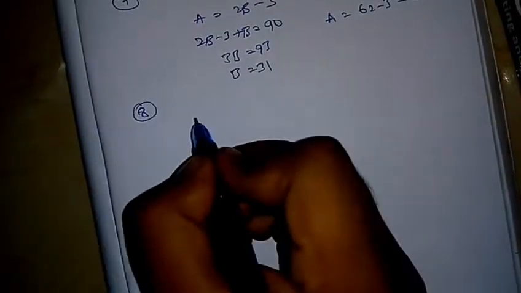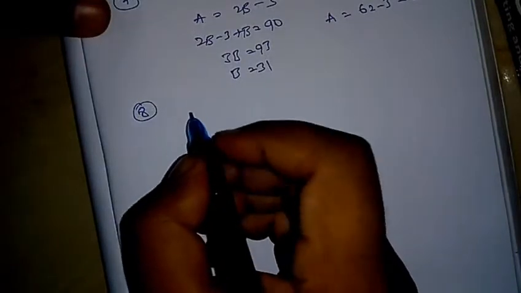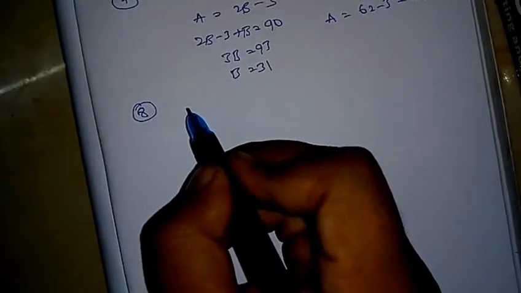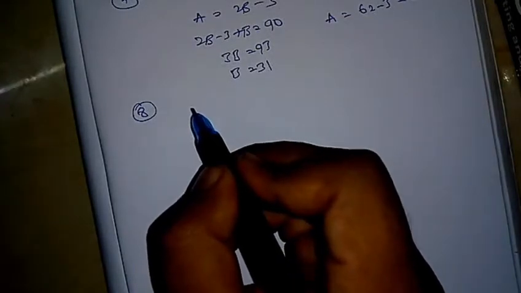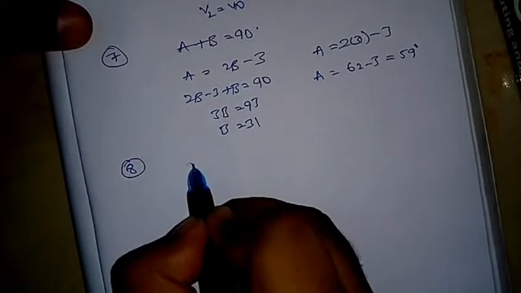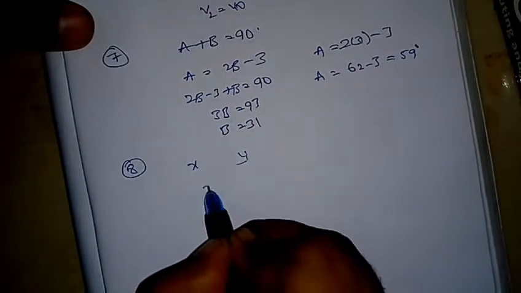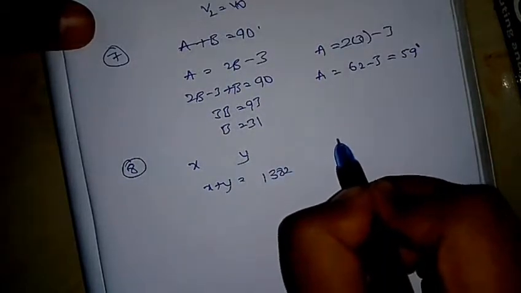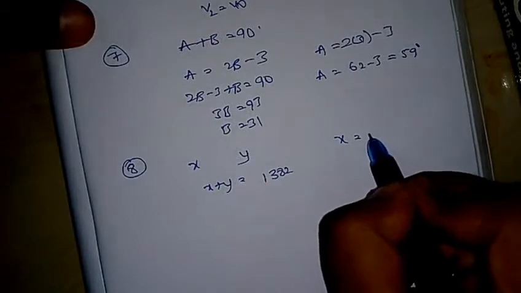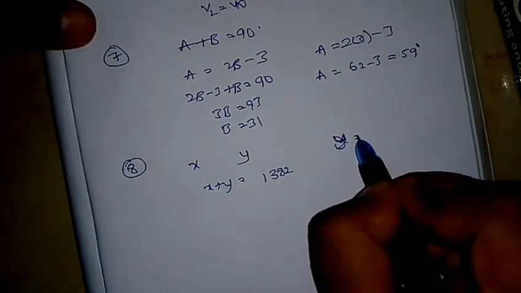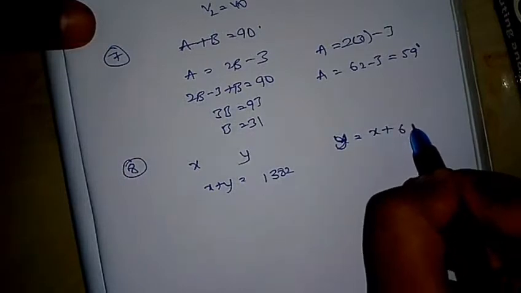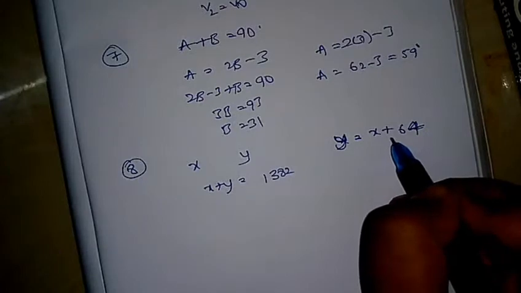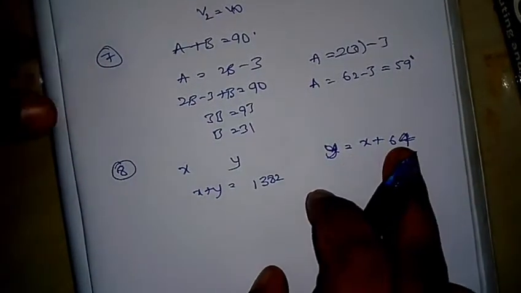Eighth question. An algebraic textbook has a total of 1382 pages. The book is broken up into two parts. The second part has 64 pages more than the first part. Let the number of pages in the first part be x and in the second part be y. So x plus y is equal to 1382, and y, the second part, is equal to the first part plus 64 pages. How many pages are there in each part? Let's substitute y is equal to x plus 64 in the first equation.